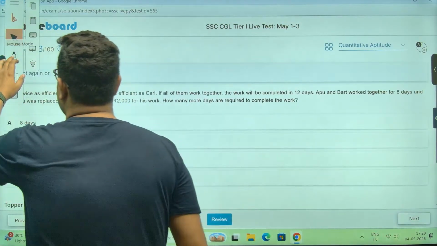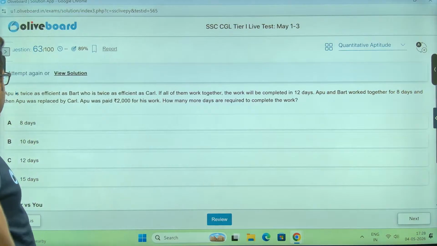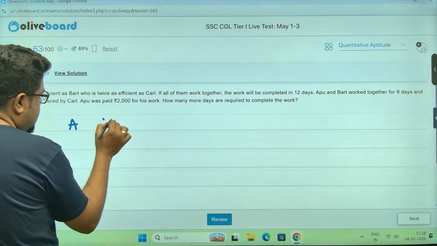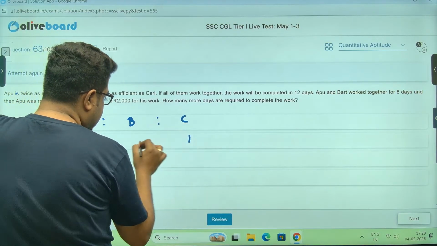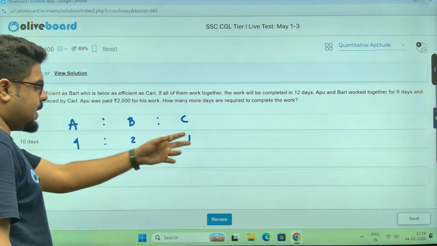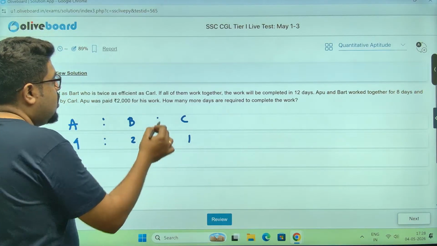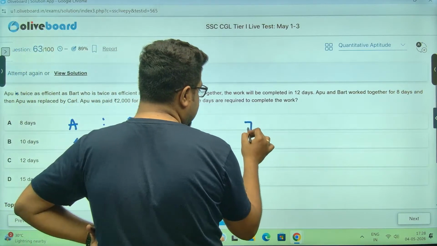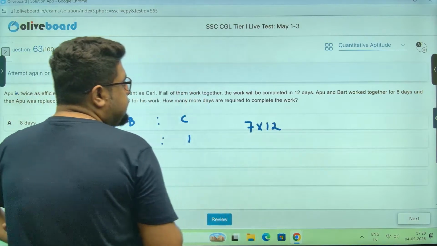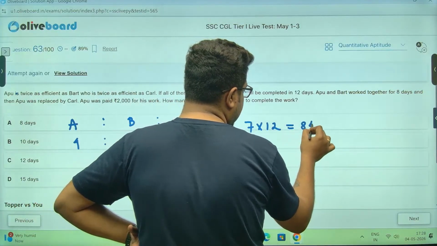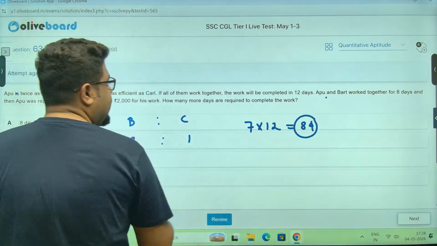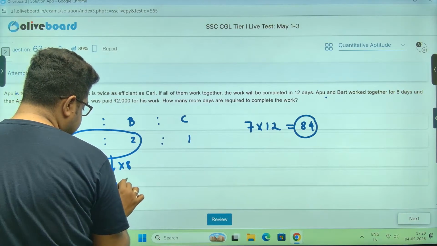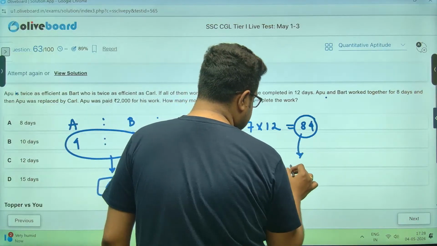Next one, please. Time and work question. Oppo is twice as efficient as BART, who is twice as efficient as curl. Okay, sir. Oppo, BART, curl. 1, 2, 4. Correct? All of them together, their work will be completed in 12 days. So total work 4 plus 2 plus 1, 7, 12. This is total work, so this is 84 units. Out of that, A and B work together for 8 days. So they will complete 6 units into 8, meaning 48 units. So remaining will be 36 units.